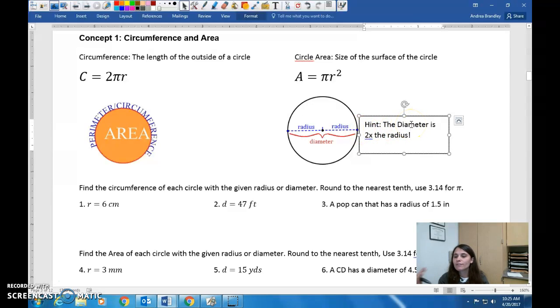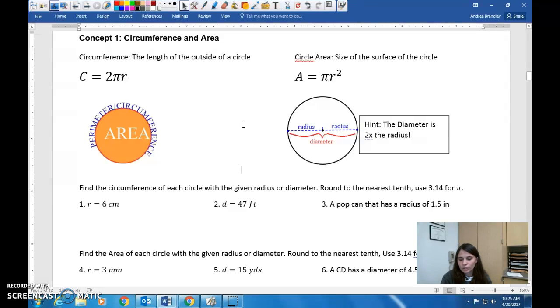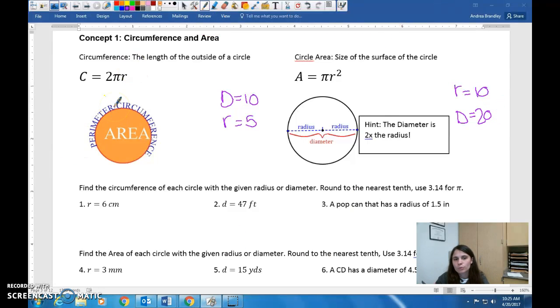So let's say we're given the diameter and we want to know the radius. We're given that, I don't know, the diameter is 10. What's the radius? Well, if we know that the diameter is twice the radius, then if the diameter is 10, the radius has to be 5. And vice versa, if we find that the radius is 10, then the diameter has to be 20 because it's 2 times the radius. So that's just a relationship that we need to be aware of as we go through this.